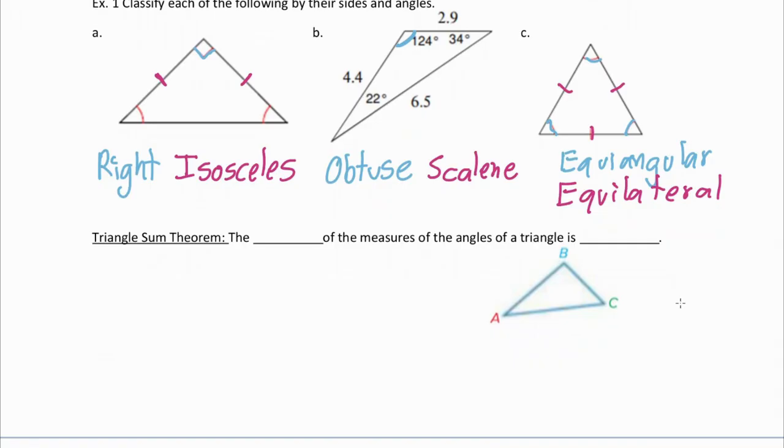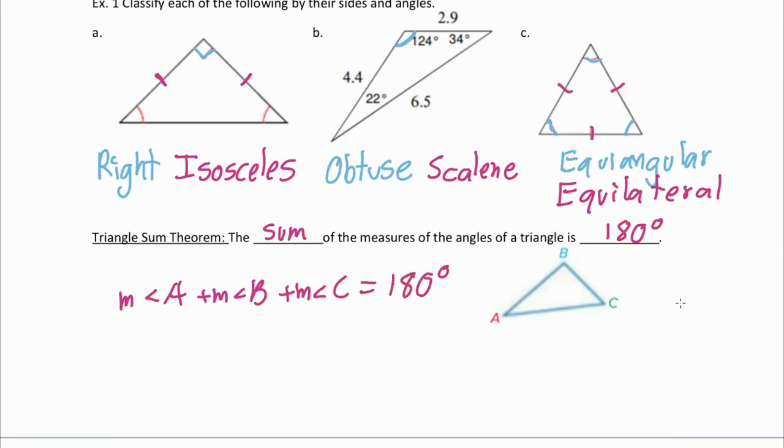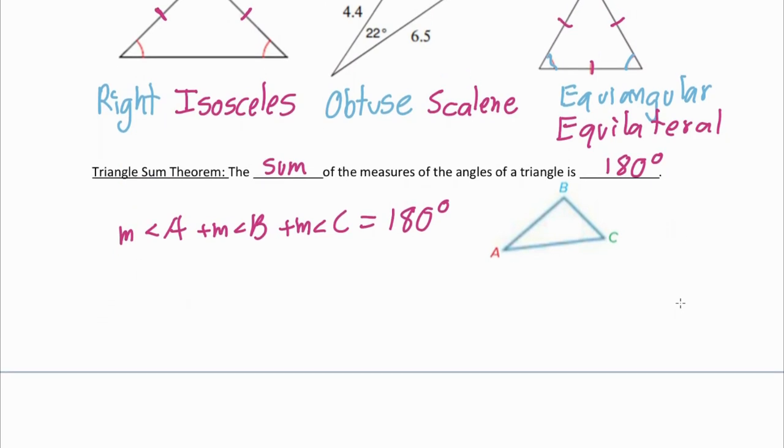So the next thing we're going to talk about is the triangle sum theorem. And this states that the sum of the measures of the angles in a triangle is 180 degrees. So what that means for this figure is if we took the measure of angle A, we added the measure of angle B and the measure of angle C, if we added all three of these together, that's going to equal 180 degrees. And this is true for all triangles. So whether they're right, obtuse, acute, or equiangular, all of the angles should add to 180.